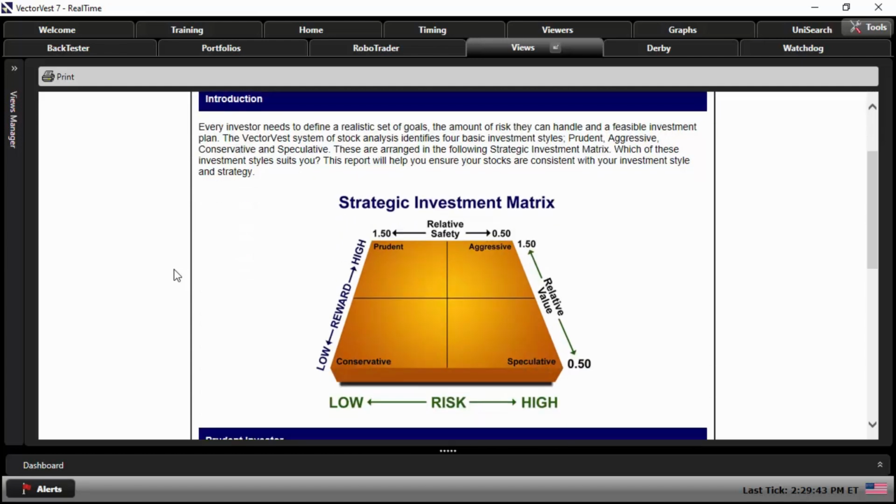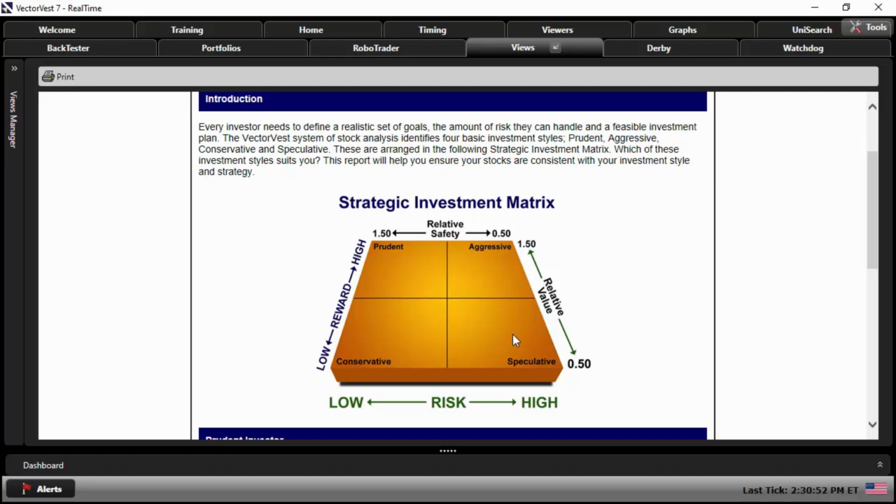So if we scroll down to take a look at the matrix, as we can see, it is a square identifying reward and risk. I'm sure by this point you're probably familiar with the risk to reward profile of any stock and hear those terms thrown around all the time. Well, here at VectorVest, we want to simplify that and show you exactly how to understand a risk to reward and what it means for a stock and how to find the stocks that match your risk to reward profile. So as we stated before, we have the 4 main categories of investing: the prudent category, aggressive, conservative, and speculative.